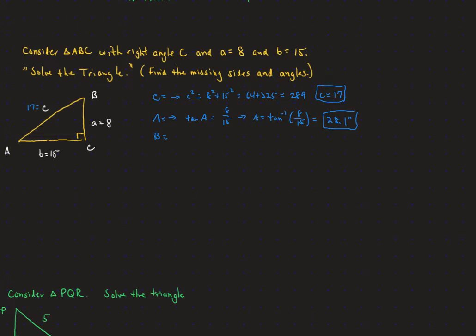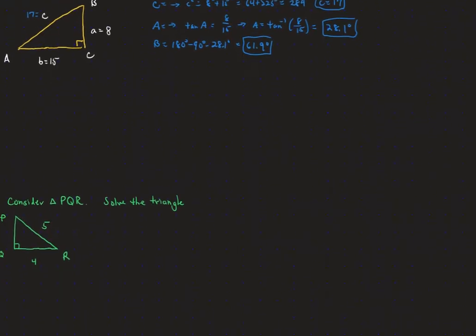Then angle B, we can do several ways now. We could subtract from 180 using the 90 and the 28.1. I think I'll just do that. So angle B is going to be 180 minus 90 minus 28.1 degrees. If I go 90 minus 28.1, that's going to be 61.9 degrees. And we have solved that triangle.